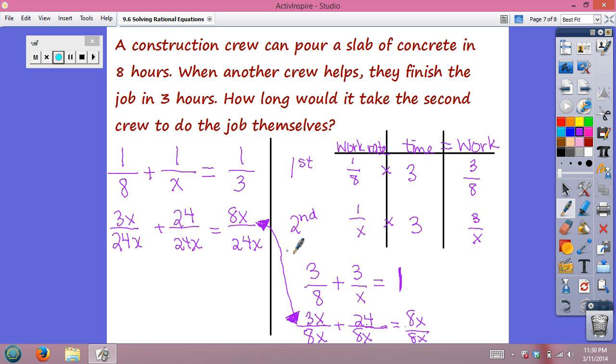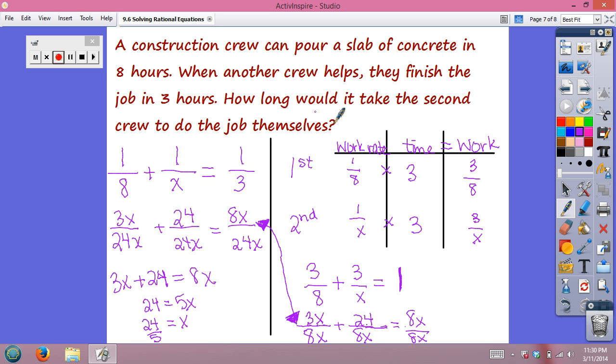So in both situations, we have the same denominator in each of our fractions. So we can just work with the numerators. And once again, these are going to be the very same in both situations, so you can follow along whichever way you choose. 3x plus 24 equals 8x, the very same. So we solve for our x. 24 equals 5x. x equals 24 over 5.